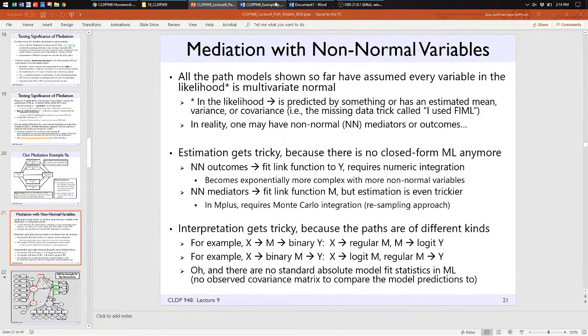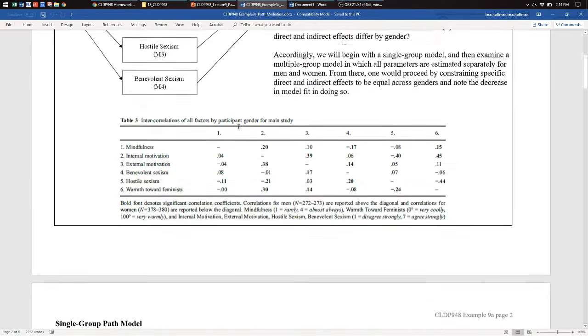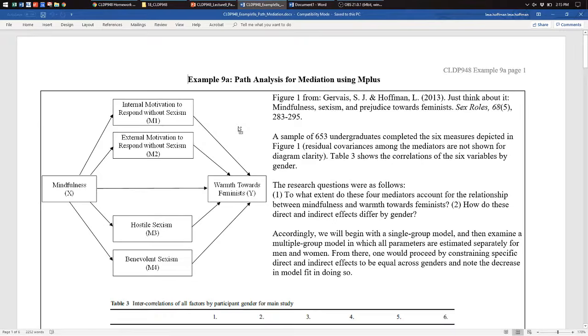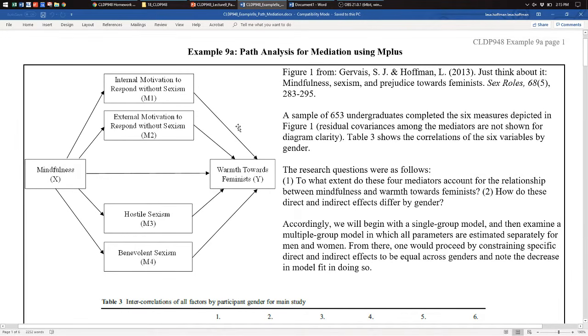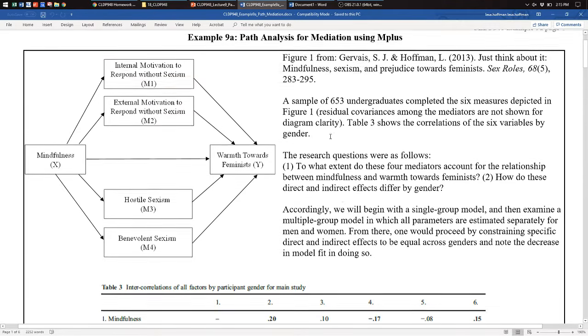So let's take a look. Because the syntax is exactly what we will need to do the same type of analysis with latent variables. So 653 undergraduates, men and women. Ended up using a multiple group model to examine the extent to which mediation differed by gender, but we can start with a single group model.